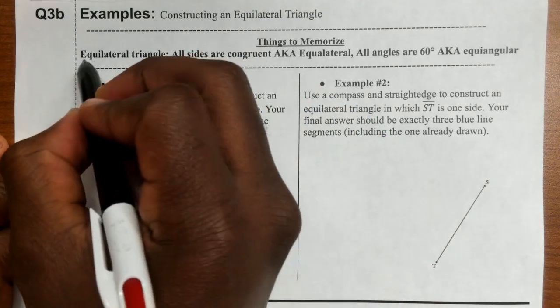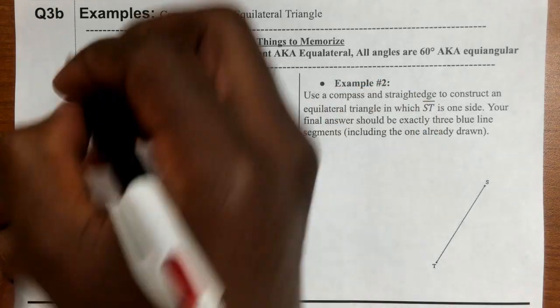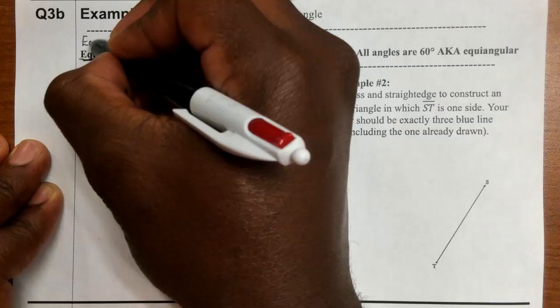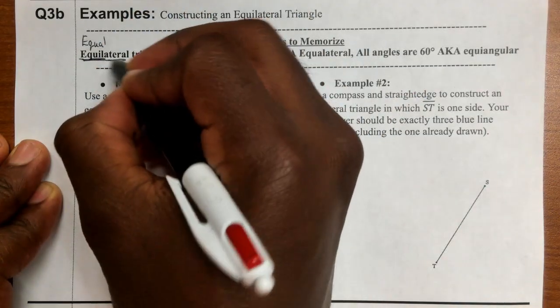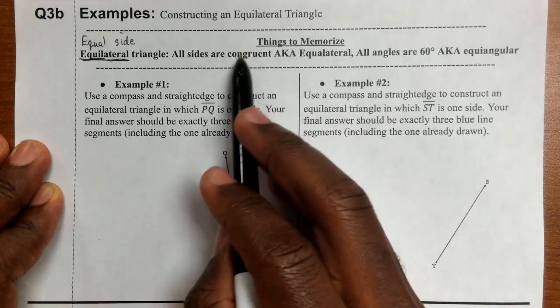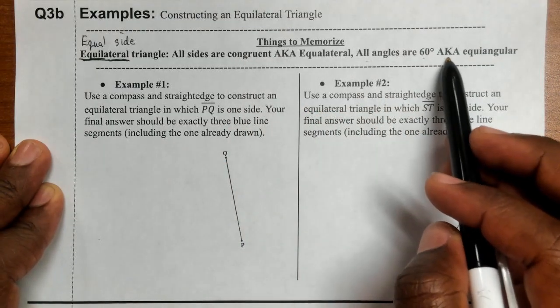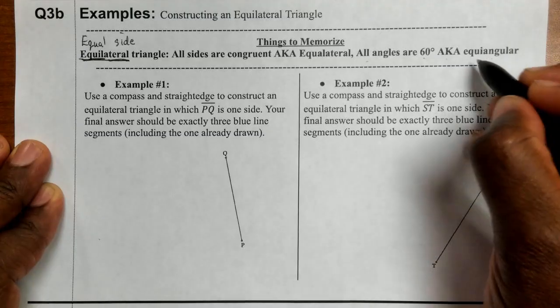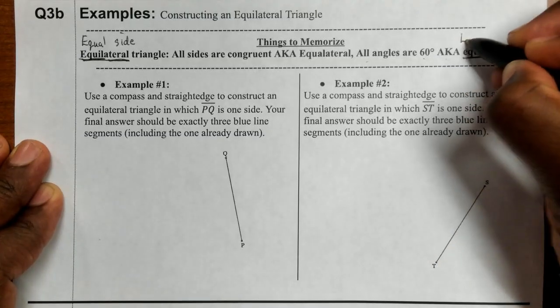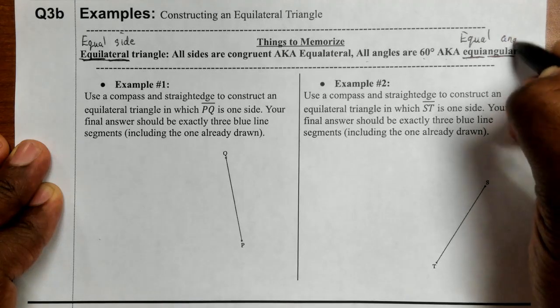An equilateral triangle is a triangle where all sides are congruent. We should know that because the word equi means equal, and the word lateral means side. An equilateral triangle also means that all angles are 60 degrees, or all angles are equiangular. Equiangular means that it has equal angles.